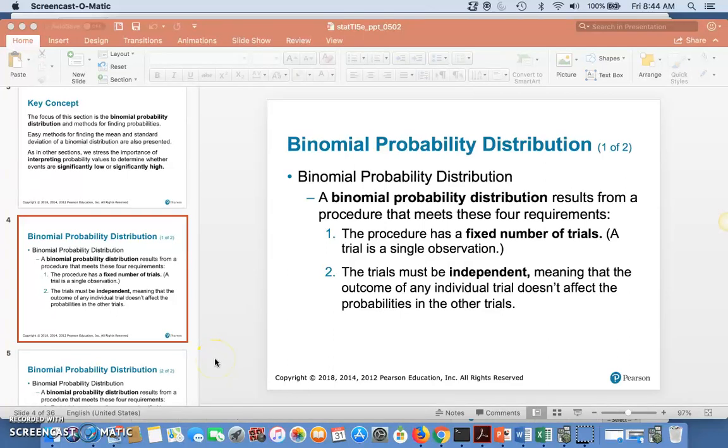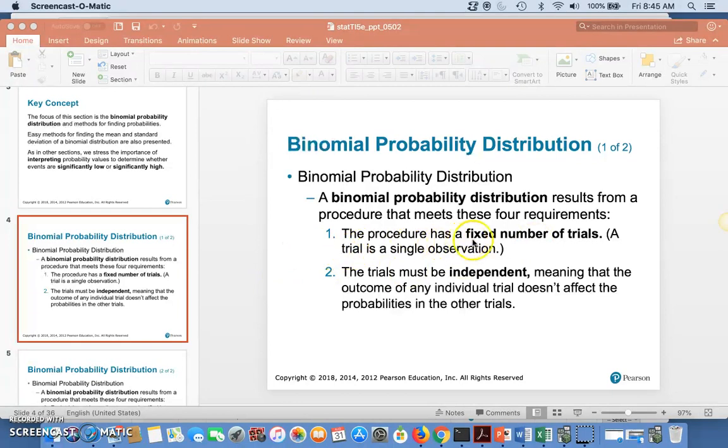Okay, a binomial probability distribution. This next problem deals with: does it meet the requirements? Can it be used in a binomial distribution? A binomial distribution results from a procedure that meets 4 requirements.